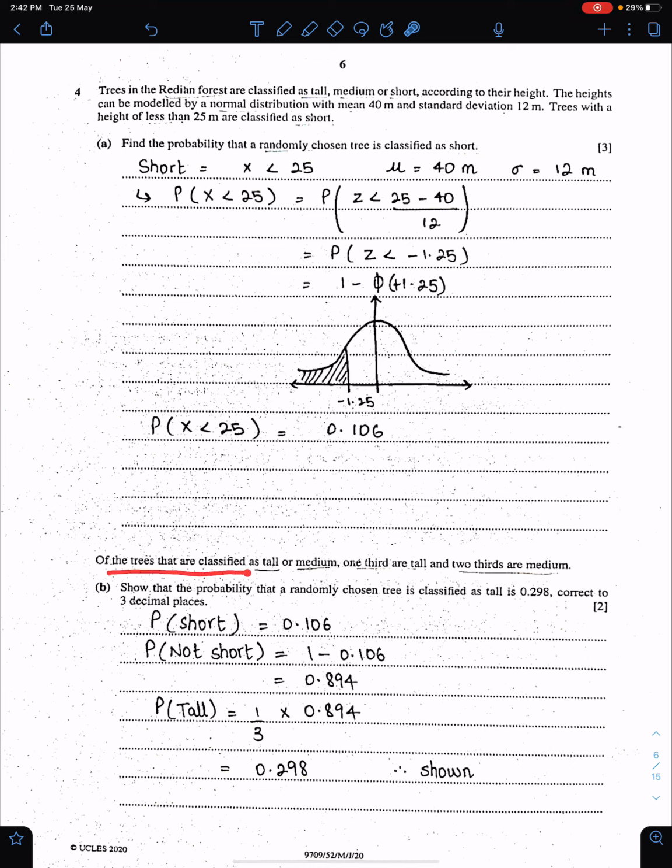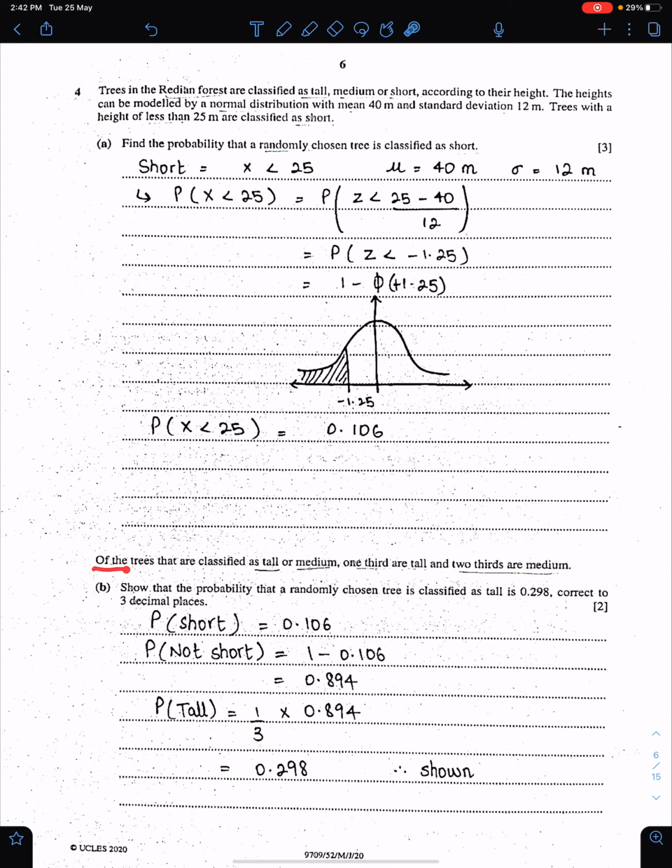Of the trees that are classified as tall or medium, 1/3 are tall and 2/3 are medium. Show that the probability that a randomly chosen tree is classified as tall is this. First, you need to get the probability of the remaining trees. This is the probability for short trees. And for not short, the probability is 0.894. Now, from this probability, 1/3 are tall. So you need to take 1/3 of this. So 1/3 of this will give you 0.298. This is what we had to show.